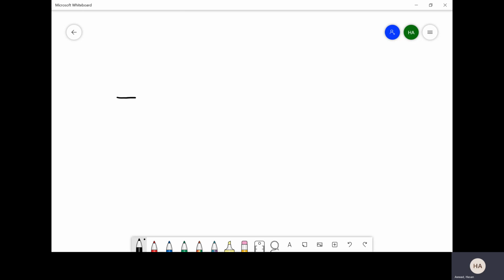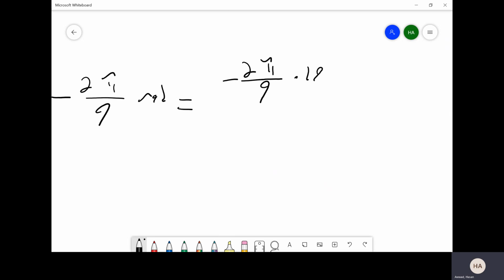So if we have negative 2 pi over 9, the conversion from radians to degrees is we multiply by 180 over pi, right? So that means we're going to have negative 2 pi over 9 times 180 all over pi. And this is now going to be in terms of degrees.